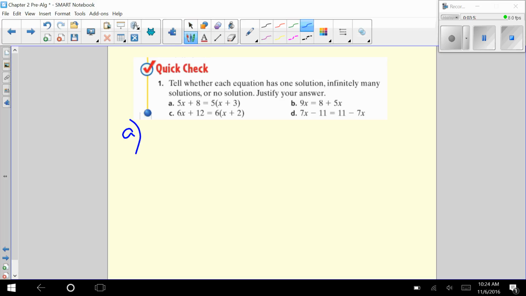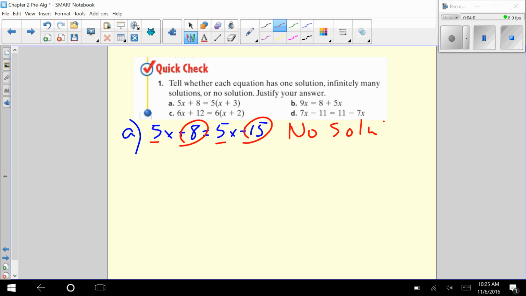Well, for letter A, the first thing we should do is distribute the right-hand side, and we'll get 5x plus 8 equals 5x plus 15. In this case, we have the same coefficient and different constants, so there is no solution. In letter B, we don't need to distribute anything. We look right at our coefficients, a 5 and a 9. They're different. That means there is one solution.